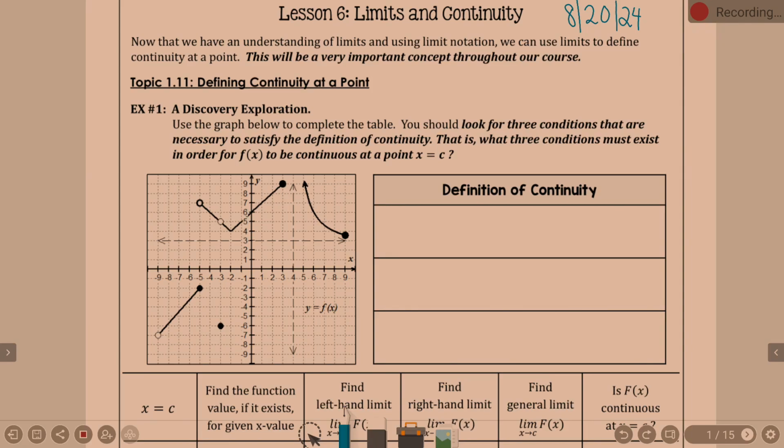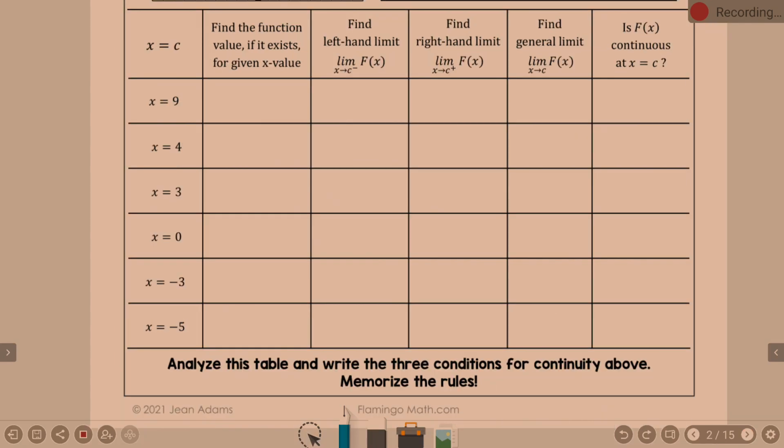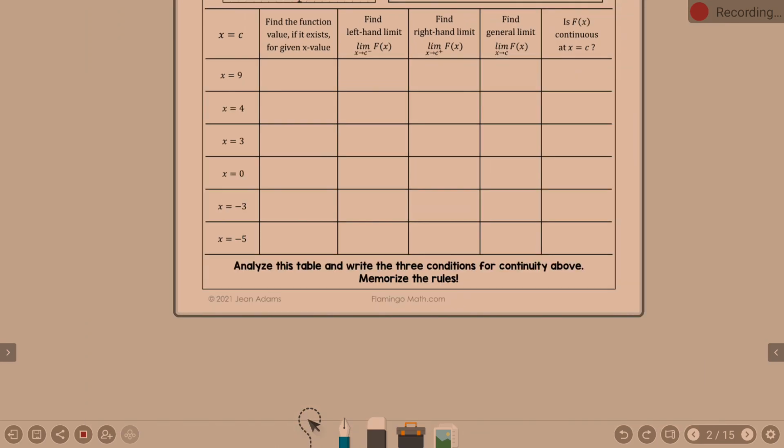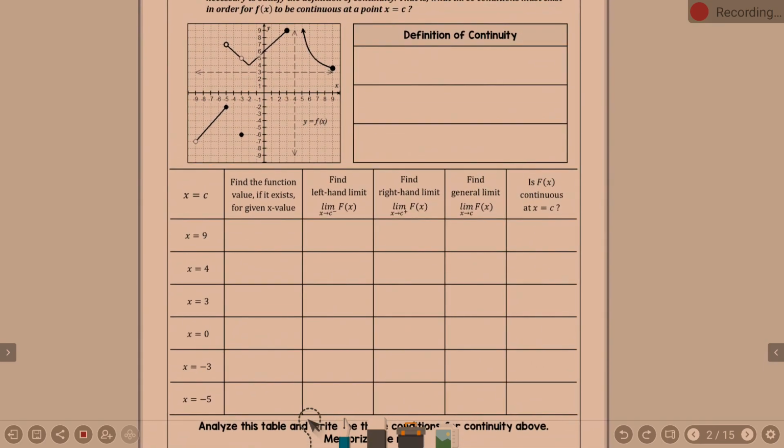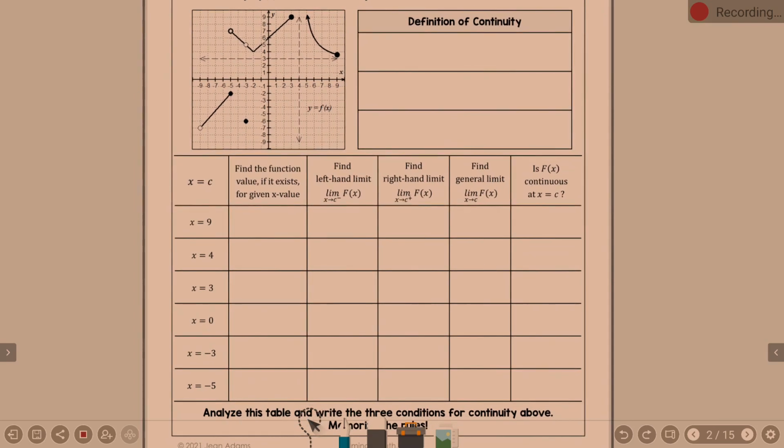We need to do the table down below first, and then we'll come back up and talk about our definition of continuity. I was trying to make this big so we could see it, but I kind of need to have the graph on the same page, don't I? Oh, there we go. We'll do this right here.